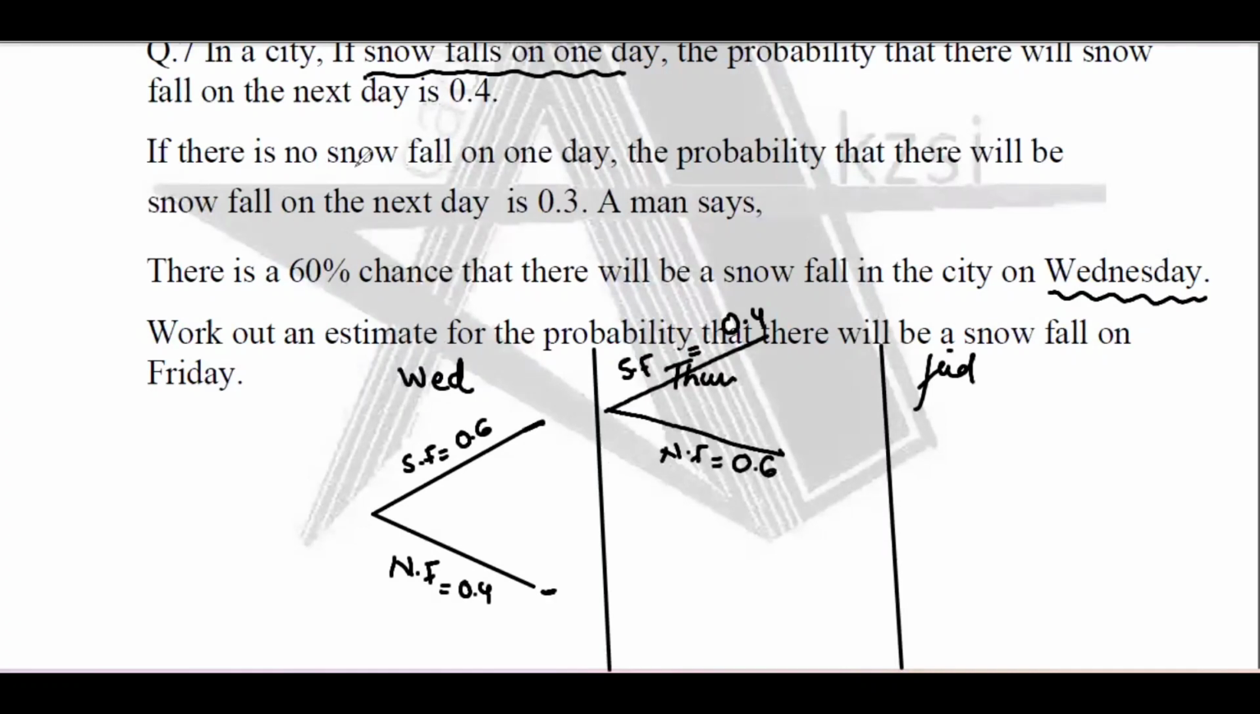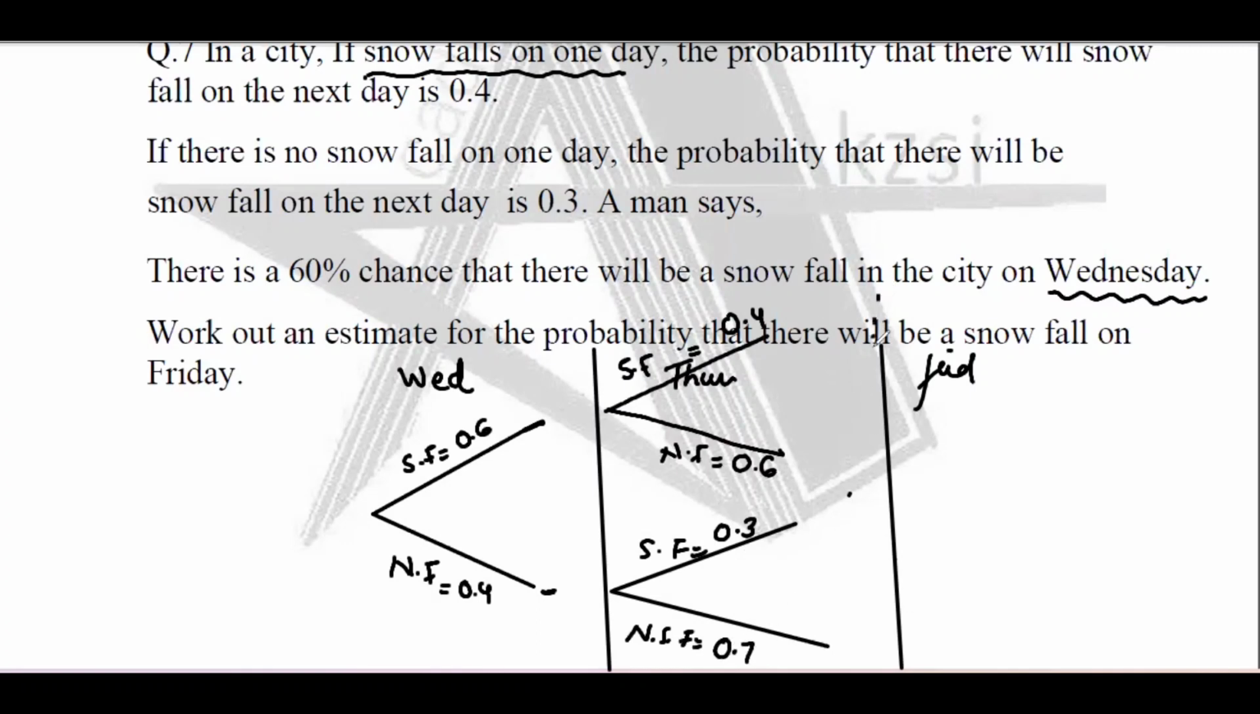Now it says if there is no snowfall on one day, the probability that there will be a snowfall on the next day is 0.3. So this is the case when there is no fall on one day. On the next day, there are two cases, either a snowfall or no snowfall. So snowfall will be 0.3 and no snowfall will be 1 minus 0.3, which is 0.7.